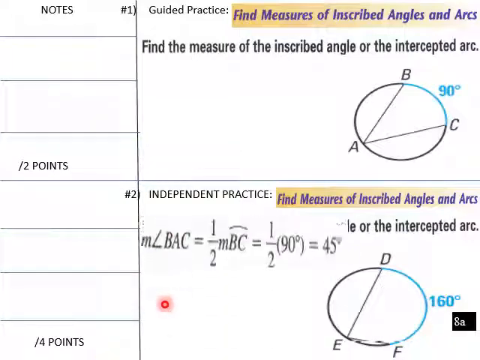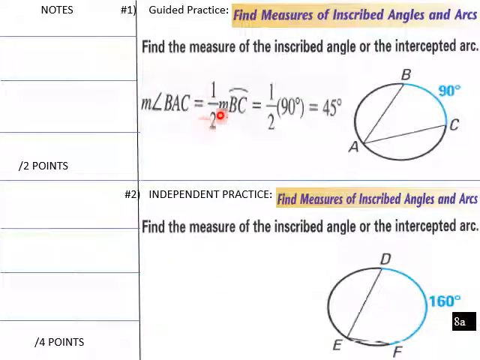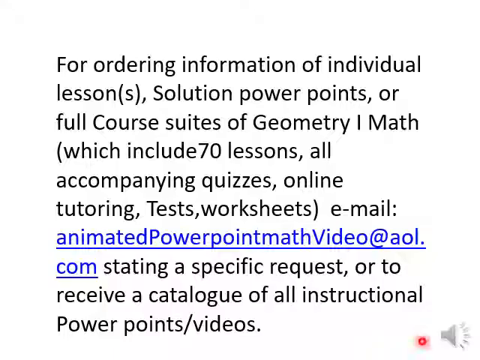Okay, welcome back. Plugging that into our formula here, we know the arc. So 1/2 of 90 would equal 45. So BAC would be 45 degrees here. And same thing here, we know the measurement of the arc. So students, go ahead and do that.